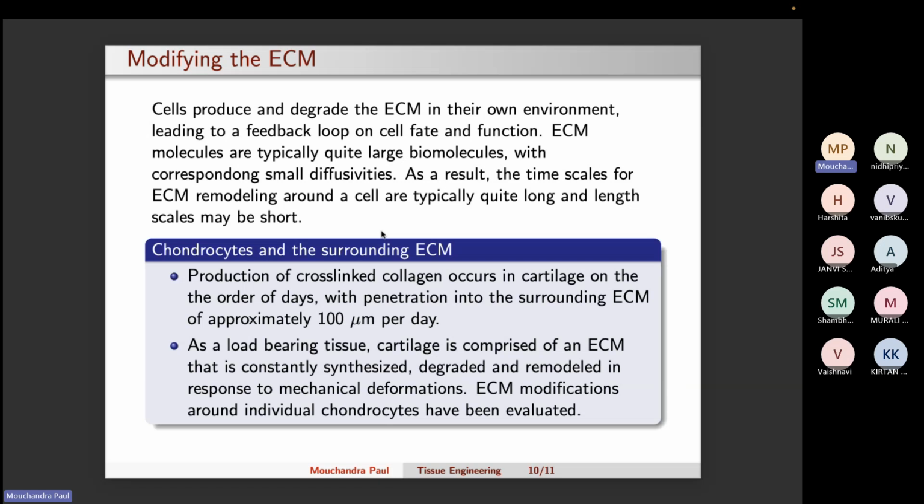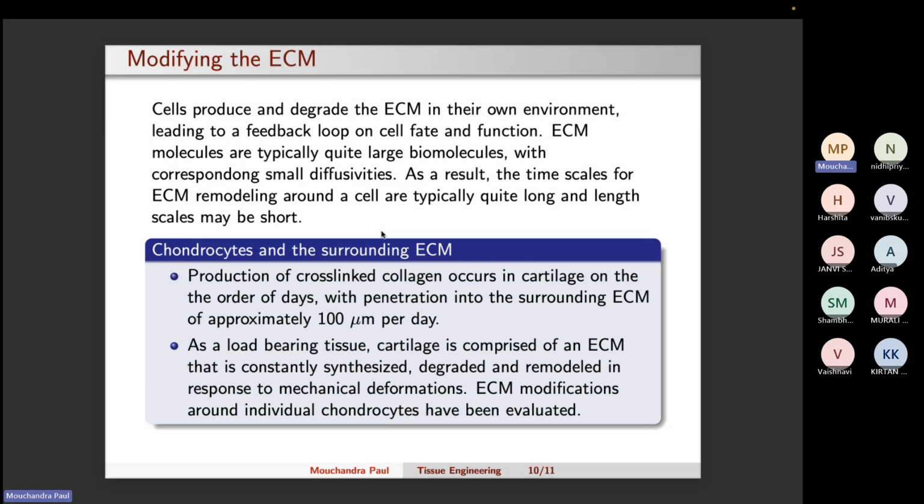The protein sequence for these ECM molecules is also quite large, so it will take a longer time for synthesis and then post-translational modification, assembly and all. The synthesis of the ECM molecule and ultimately its positioning in the ECM is going to take a large time. And the length scale, meaning to what extent or what area around the cell the ECM is modified, is also quite small.